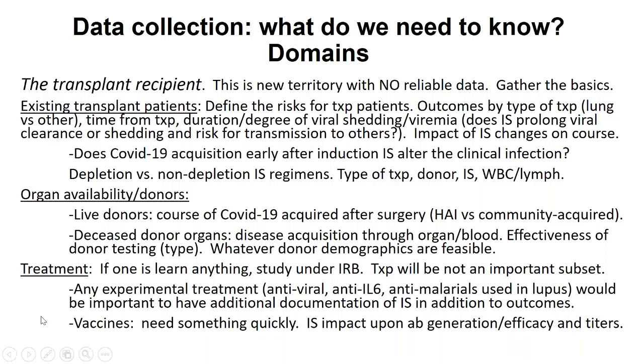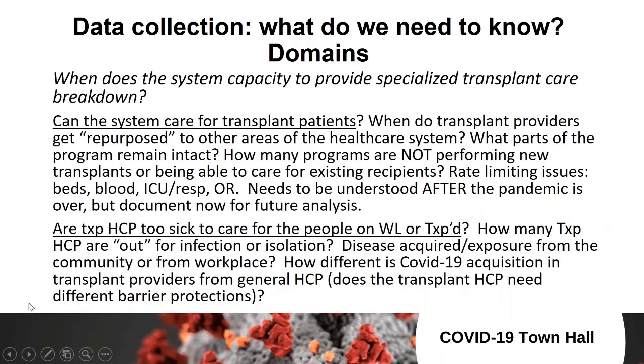The next piece, next slide. The other domain that we really need to know about is what's been going on with the transplant-specific capacity to provide specialized transplant care. Will it break down, and when does it break down? As Lou is talking about, the transplant-specific providers will be repurposed to other places, and what's going to be the consequence on our patients and our programs? And as Atul was mentioning, there's a varying phase of performance or non-performance in terms of what goes on after the fact. Understanding what we've done in terms of rate-limiting issues, either self-inflicted or externally resource-inflicted, we're going to need to have some sort of analysis and understanding.